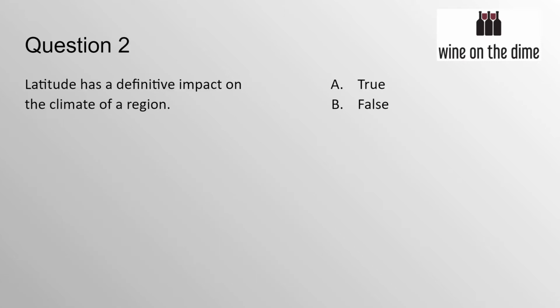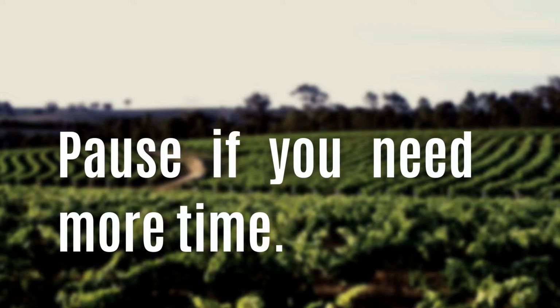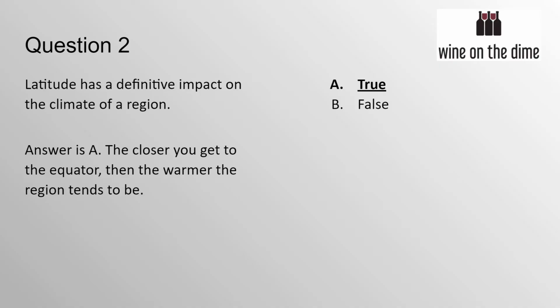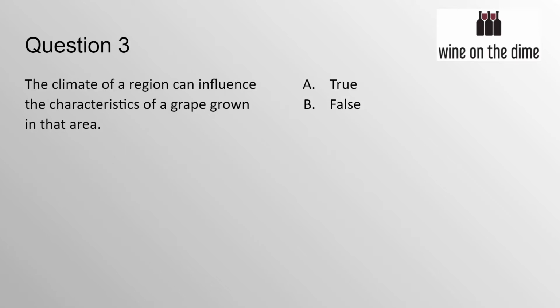Question 2. Latitude has a definitive impact on the climate of a region. True or false? The answer is A, true. The closer you get to the equator, the warmer the region tends to be. And as we saw in the previous quiz, warmer regions affect grapes differently than cooler regions. I sort of gave away the answer for this.